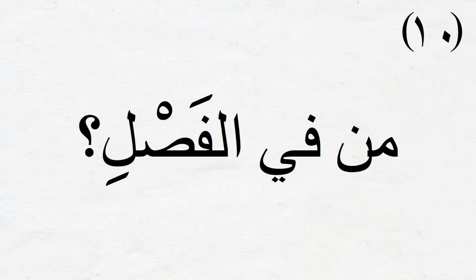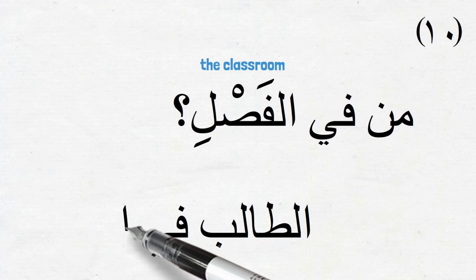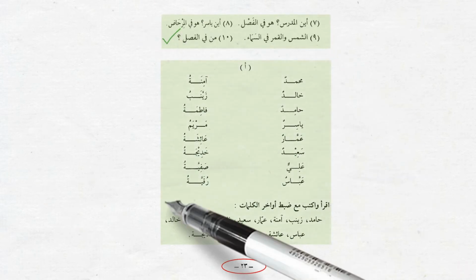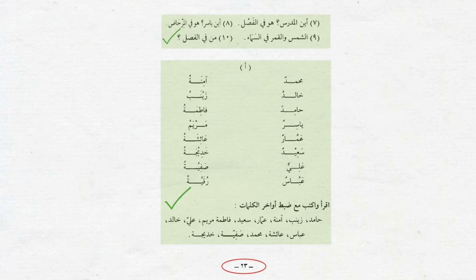And finally, we've got من في الفصل. الفصل is the classroom. So we are asking, who is in the classroom? من في الفصل. Let's go ahead and answer this question. How can we say the student is in the classroom? الطالب في الفصل. Very good. الطالب في الفصل. We are finished with this exercise, and we have already covered the rest of the page 23 a few video tutorials ago.